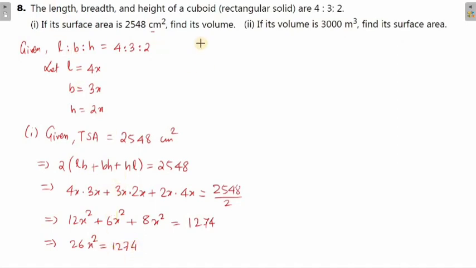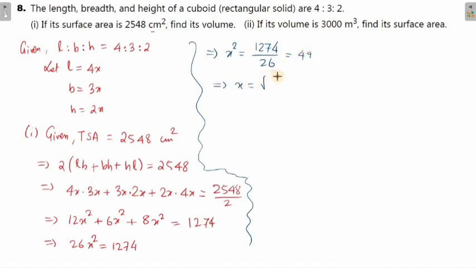Now let me do the rest of the work out here. So here we have x square equals 1274 by 26. When you divide by 26, you get exactly 49. So from here, what will be x? x will be the square root of 49, which is just 7. So we have to put the value of x here.